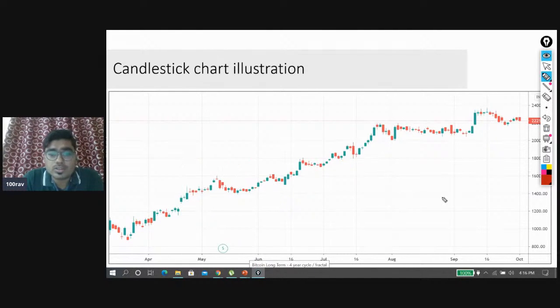Also, you will see that there are many similarities. For example, this and this are pretty similar. Similarly, this is also similar to that. And this candle here and this candle here are pretty similar. So what I'm trying to point out here is that there are different psychological events that happen in the market, and we can easily decode that through a candlestick chart. Okay, let's move forward.